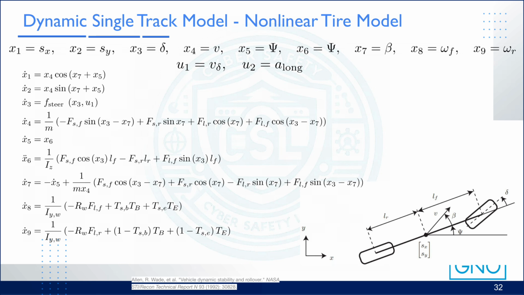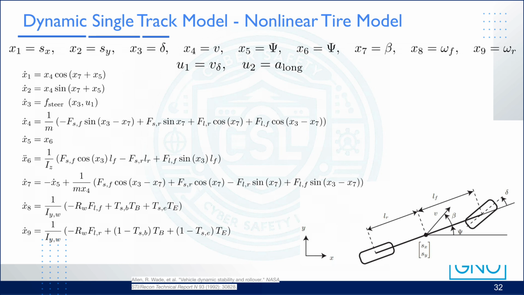Let's start with the yaw rate equation, x6 dot. It comes from rotational dynamics. This means it calculates the yaw acceleration from the difference between the front and rear tire forces, each multiplied by their lever arms, L sub F and L sub R. This captures important effects like understeer and oversteer, depending on which tire dominates. Next, the side slip equation, x7 dot, describes how the vehicle slides laterally while turning.